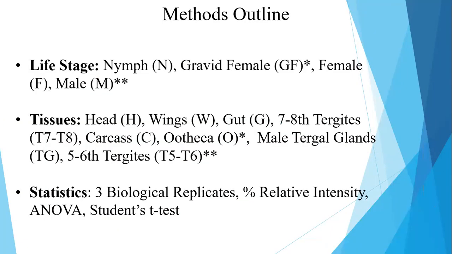And so our outline for the Western blots is as follows. We use the same life stages. We use similar tissues, so head, wings, guts, etc., and similar statistics. We used 3 biological replicates. We used percent relative intensity. That's basically how dark our bands ended up being when we visualize them. The darker bands mean that there was more antibody binding to the surface, which means that there was a higher expression of BLA-G2 protein. There's more BLA-G2 protein found. We also did ANOVA and student's t-test.